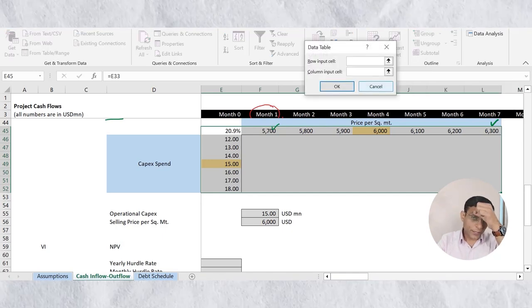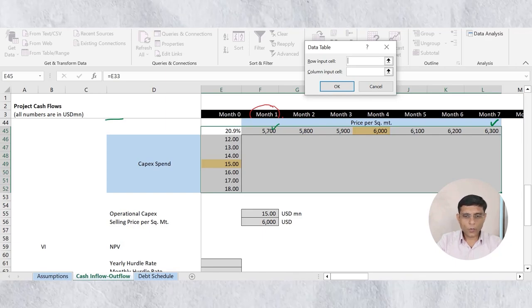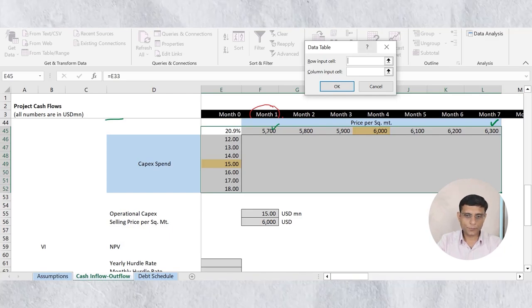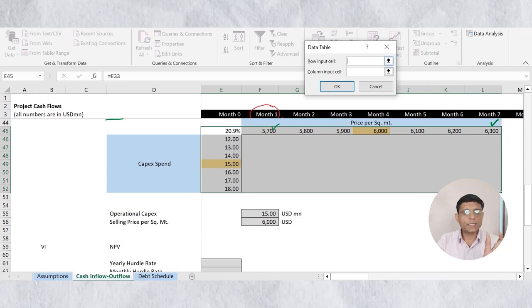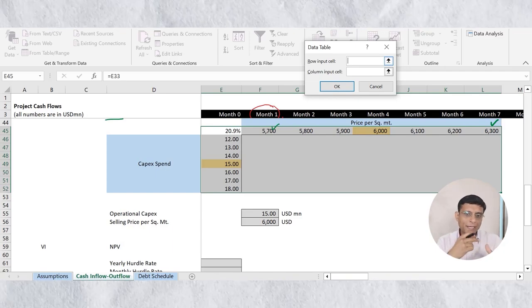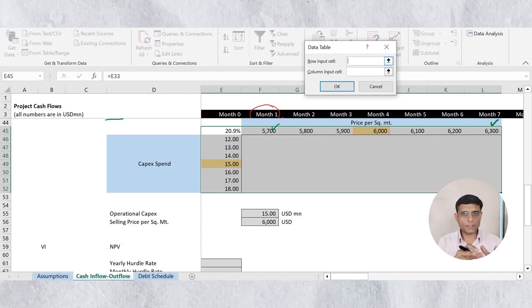Now in the data table, it is asking me to link the row input cell. So in the row, what assumption am I keeping? I'm running sensitivity on the assumption of price per square meter. So I need to provide a link to that cell where this table will make changes of this price per square meter, and automatically it will calculate the final outcome. Though it will not make any changes to your original model, it will do these changes in the background of your Excel. Okay, so I'll link this price per square meter 6,000, which is F6, and column 15.